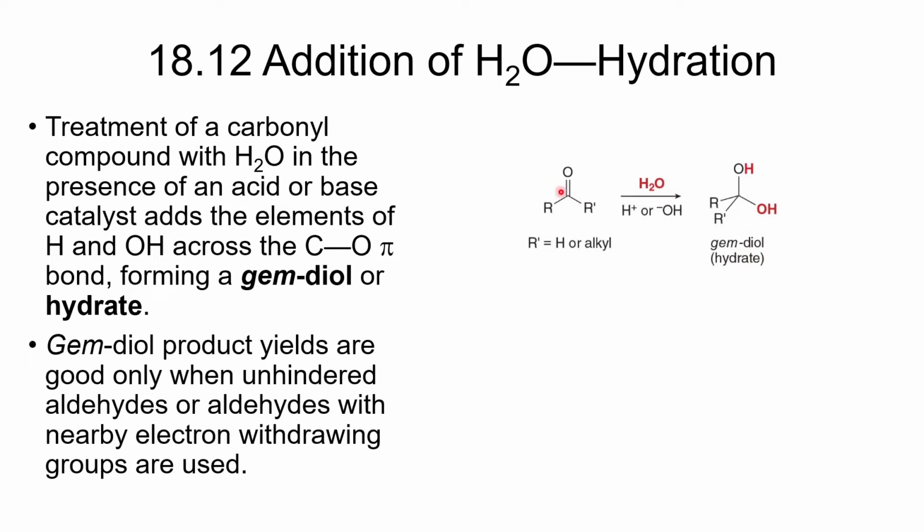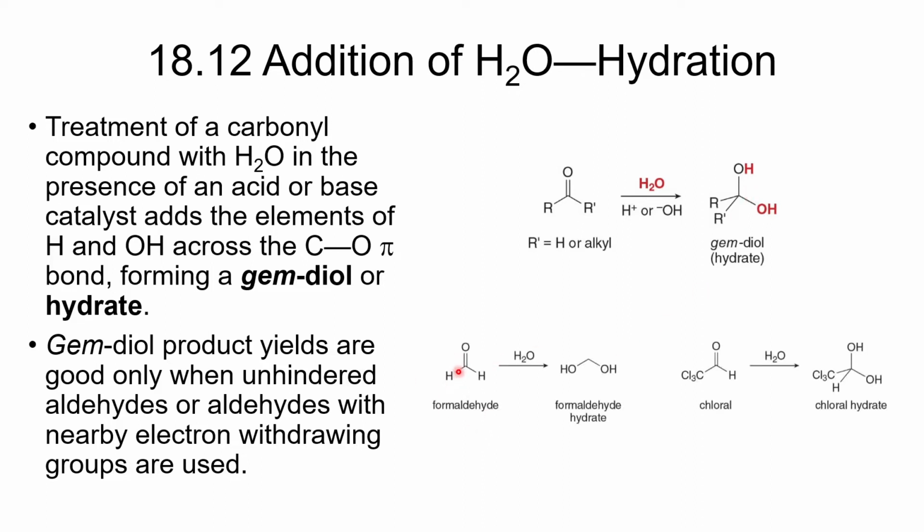Now, not all of these do this to an equal extent. If we've got formaldehyde, for example, and we treat formaldehyde with water, again in the presence of a small amount of acid or base, we can form the formaldehyde hydrate, which is just methane diol. In fact, if you've got a bottle of formaldehyde dissolved in water, which we call formalin, it's mostly in the form of the formaldehyde hydrate, or methane diol.